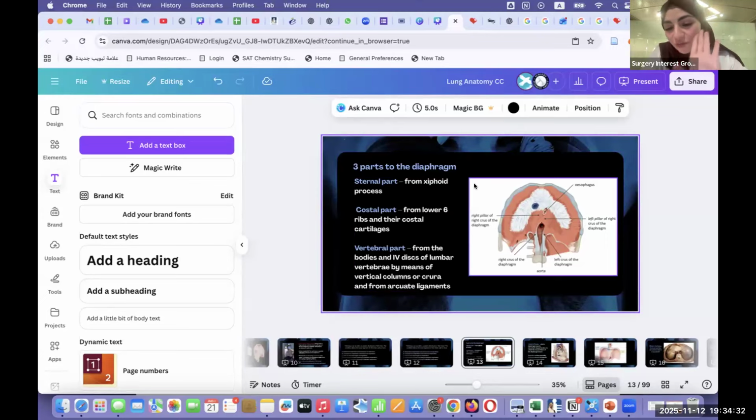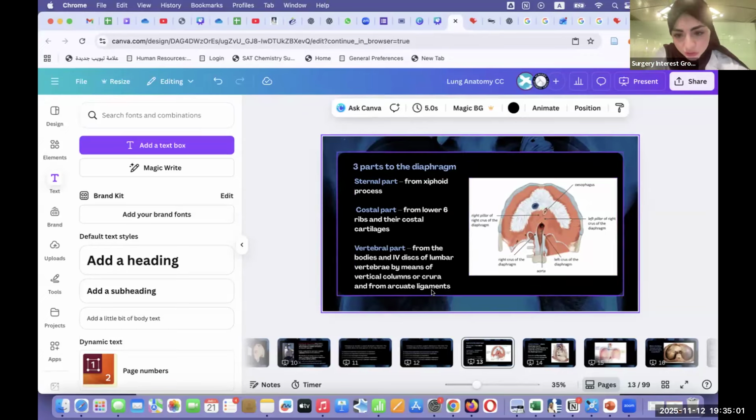From the posterior side of my xiphoid process, this is going to be the sternal part of my diaphragm. Now for the costal part, specifically, I'm looking at the lower 6 ribs. How many ribs do we have total? 12. At the lower 6 ribs, I'm going to be inserting the costal part from the inner side. This image is the orientation if I were to flip someone over and look at their diaphragm from below.